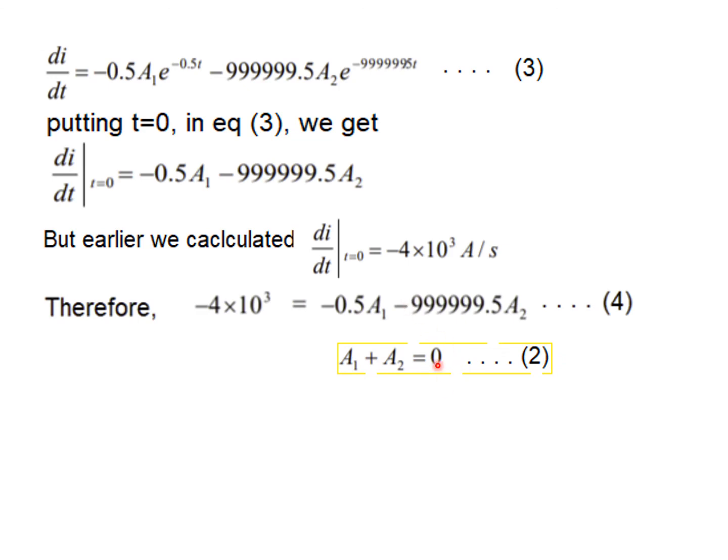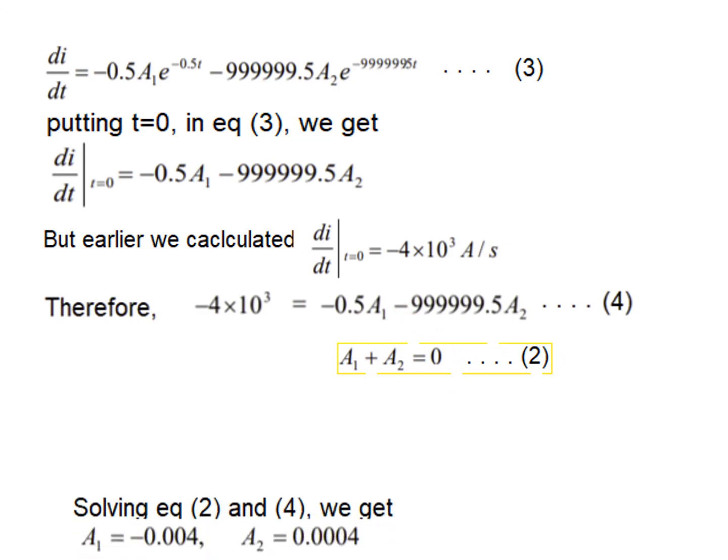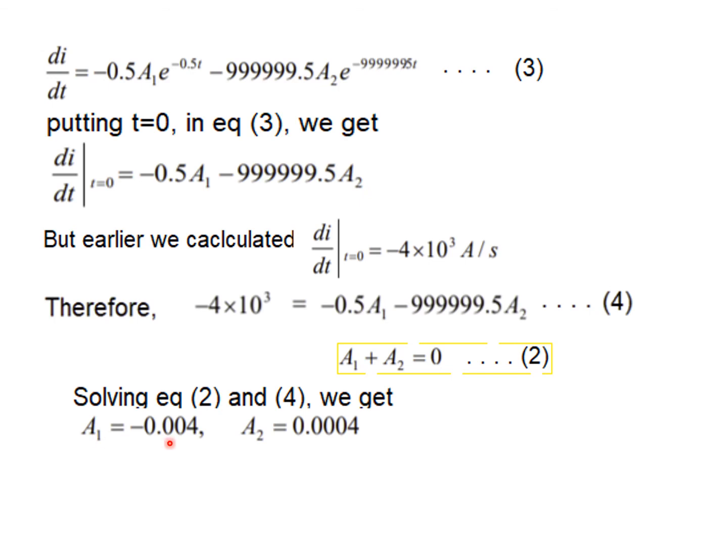So by solving these two equations, we find A1 to be minus 0.004 and A2 to be plus 0.004. So we now plug in these two values into the general equation. So this is our final equation. So this is the answer. I hope this gives you an understanding as to how to solve cases related to overdamped or critically damped as well. Thank you.